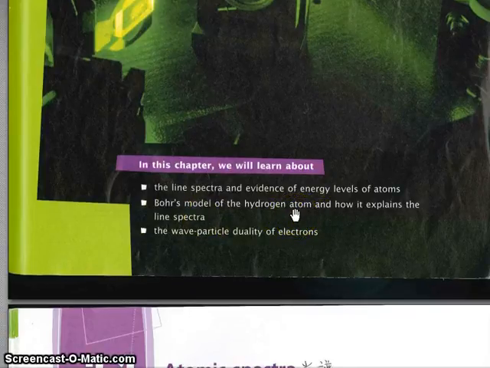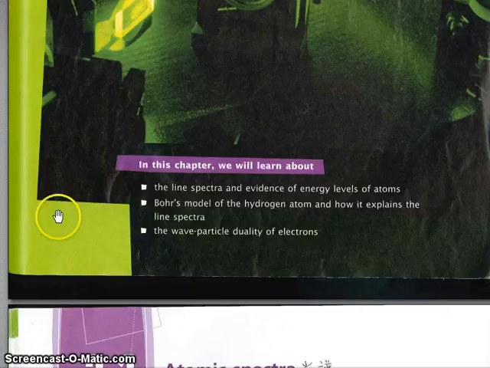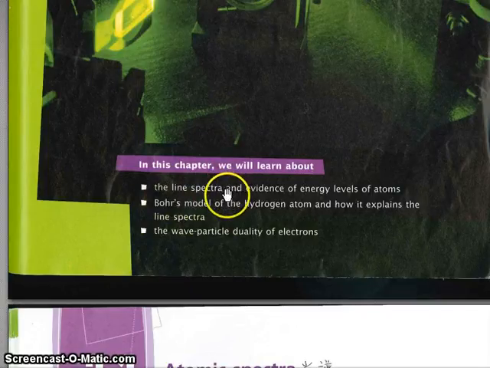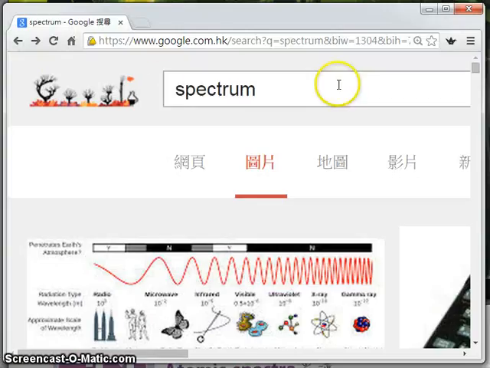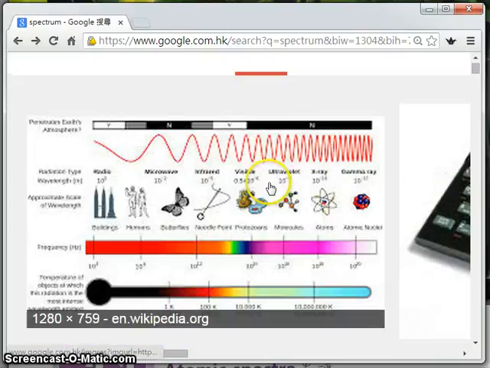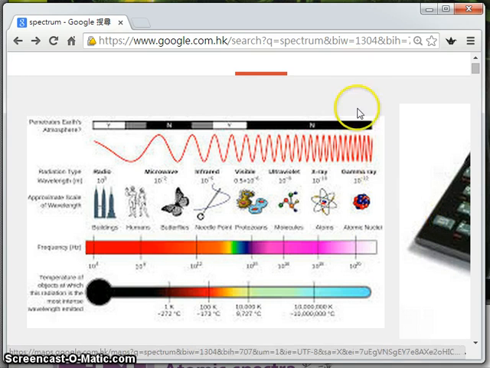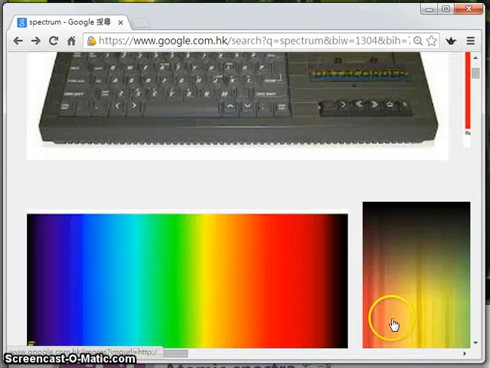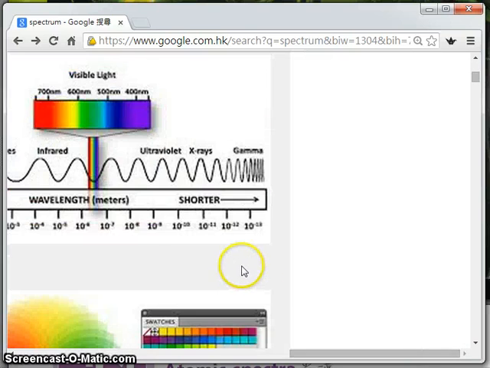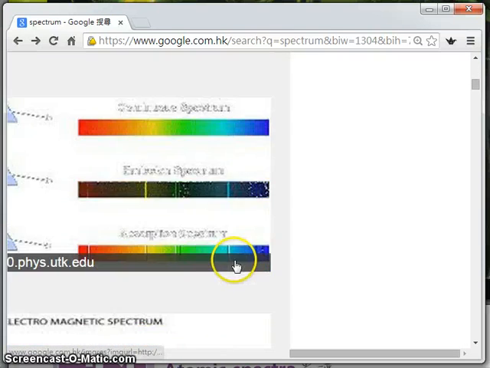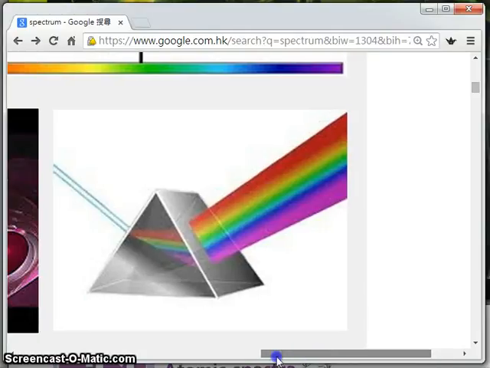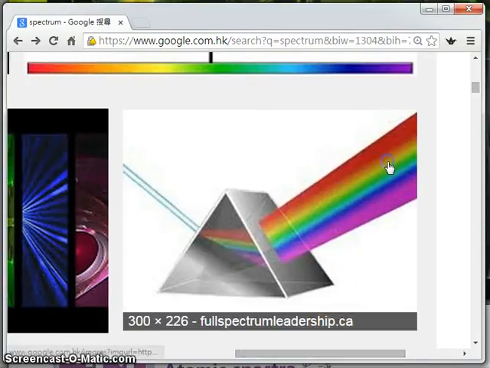Just the hydrogen atom is already difficult enough, alright, to make you crazy. And in this chapter, most of the time we are talking about light spectra. What is a light spectrum? Well, you go to Google and type spectrum, and then you click graphics, and you will see something like this. And obviously this is the electromagnetic spectrum. And if you go through the pictures, you will also find this one, which tells you that white light can be decomposed into different colors, a colored spectrum.